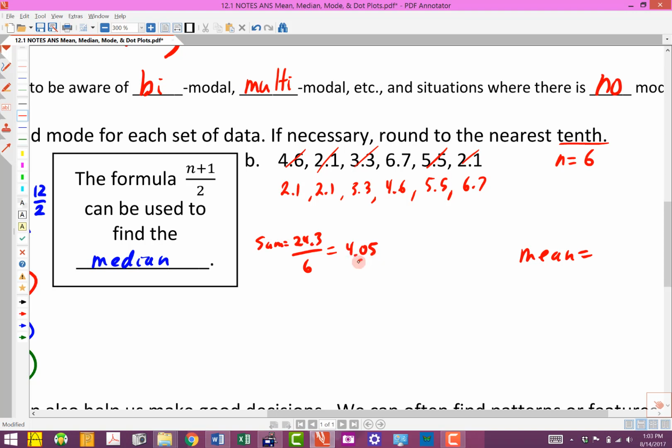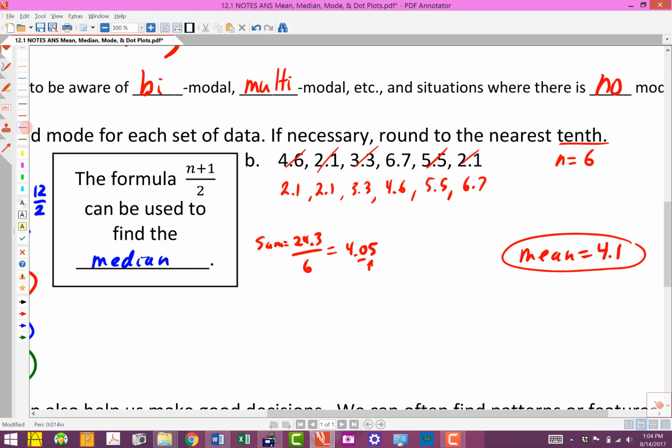Or actually, I'm going to underline it and point to that one right there. So the question is, does that stay a 0, or is this enough to bump it up to a 1? It is enough to bump it up to a 1 because that's a 5. So we're going to say 4.1. Now, one thing I want you to notice about the mean is that there is no 4.1 in here. The closest we get is probably that 4.6. We're going to come back to that in just a second.